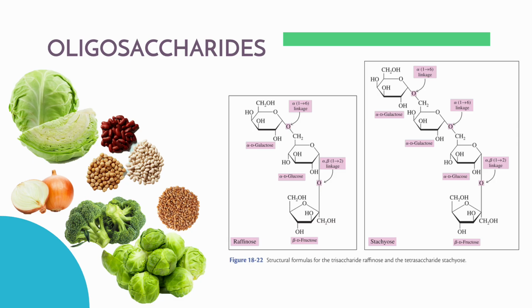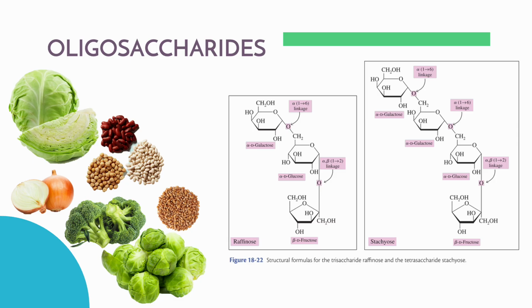The monosaccharide components of the trisaccharide raffinose are galactose, D-glucose, and beta-D-fructose. Stachyose is a tetrasaccharide which contains an additional galactose unit as compared to the structure of raffinose. Now take a look at the glycosidic linkages present on both.